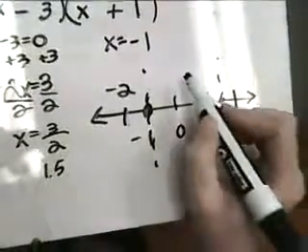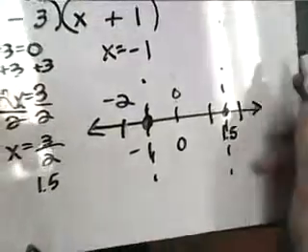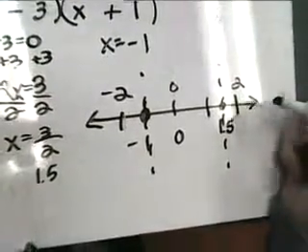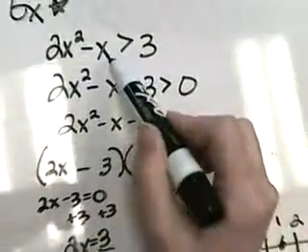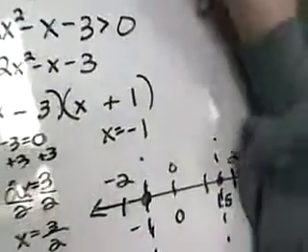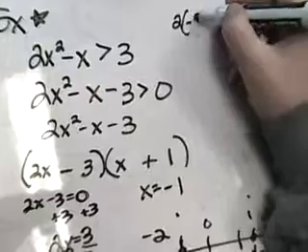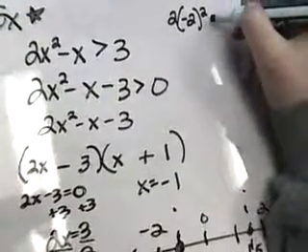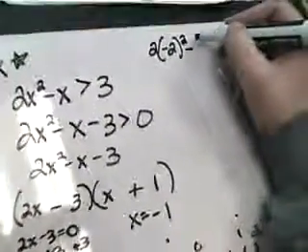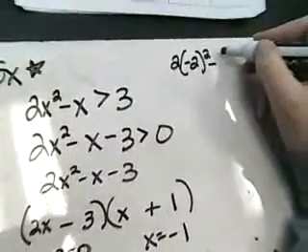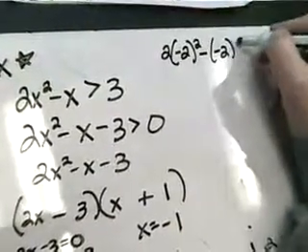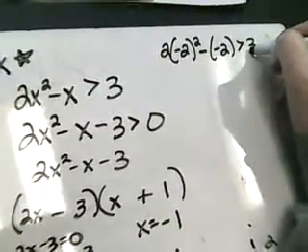I'm going to pick one in between. An easy one would be 0. And then I'm going to pick one to the right. So I'm going to pick 2. And I'm going to put these back into the original. So let's start with negative 2. 2 times negative 2 squared minus negative 2 is greater than 3.